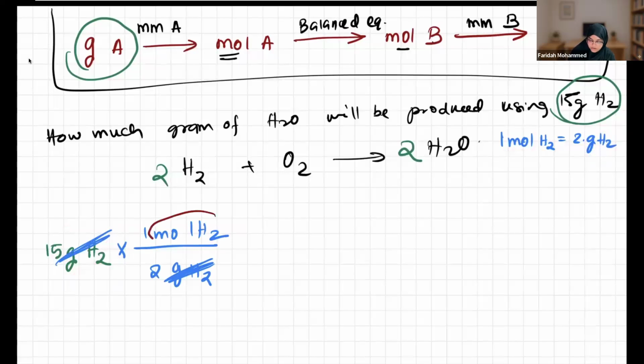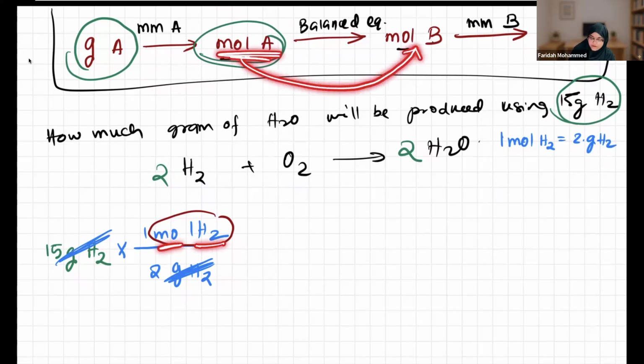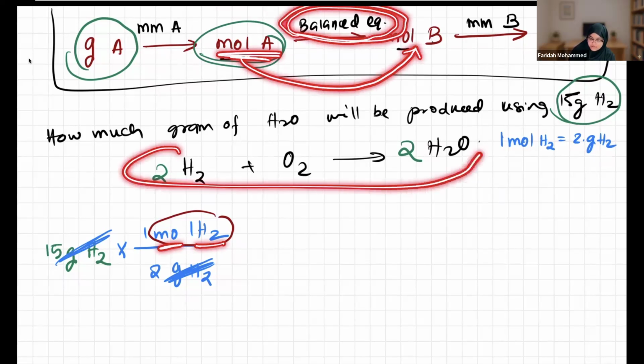Now you have what? Moles of hydrogen. That means you are right now here. This is where you are. You are at moles of A. Okay? Now you want to go to moles of B. What are you going to use? The balanced equation. You're going to use this.